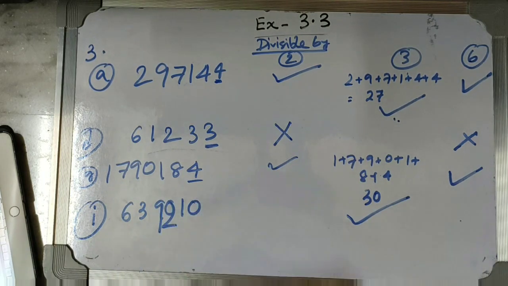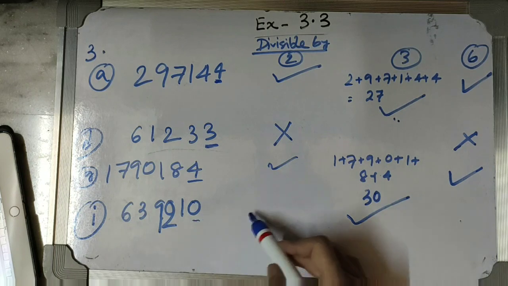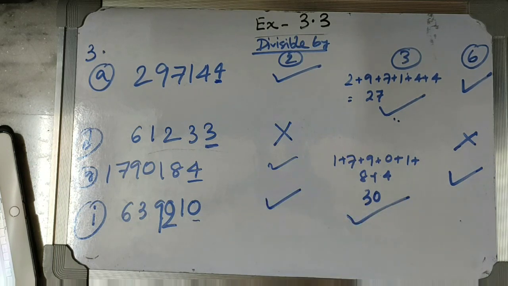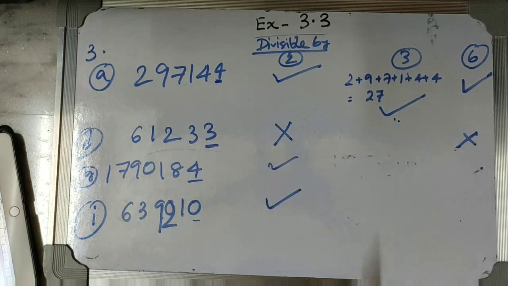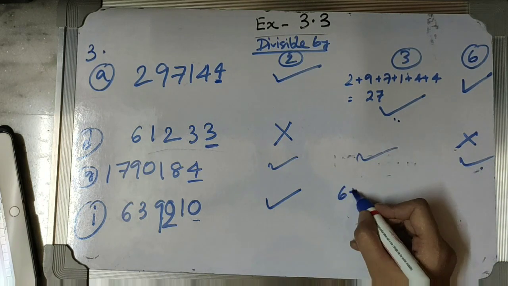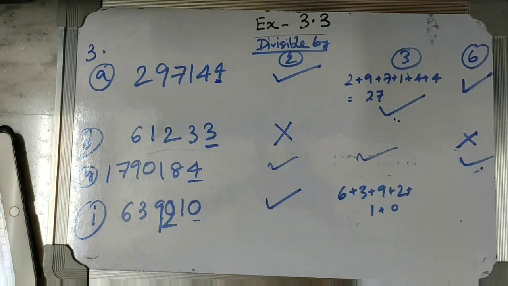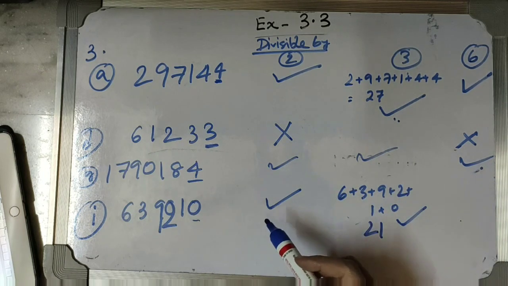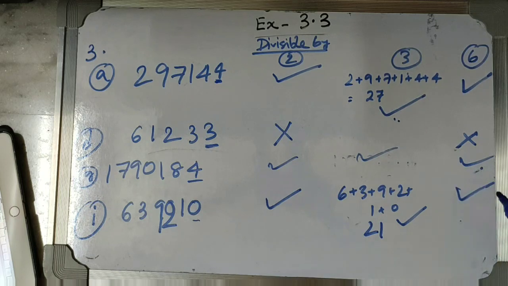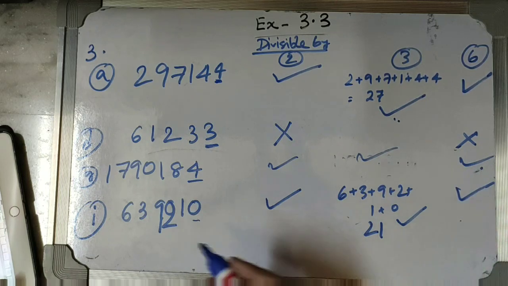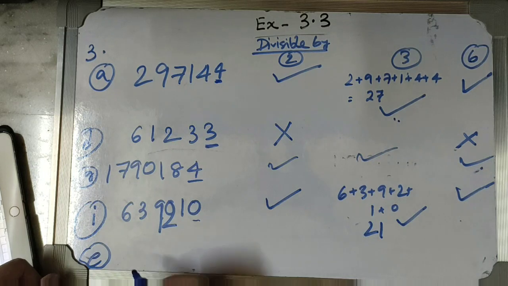Now I will do question number I: 639210. Here also it is an even number, so it is divisible by 2. For checking the divisibility by 3, we will add these numbers. We get 21, which is also divisible by 3, and both 2 and 3 are dividing this number, so this is divisible by 6 also.